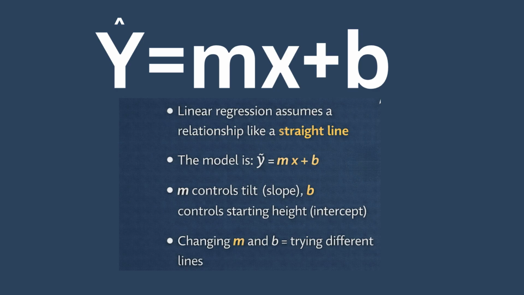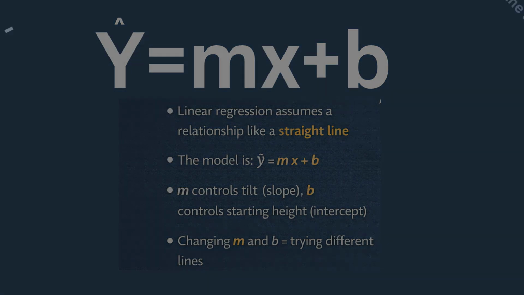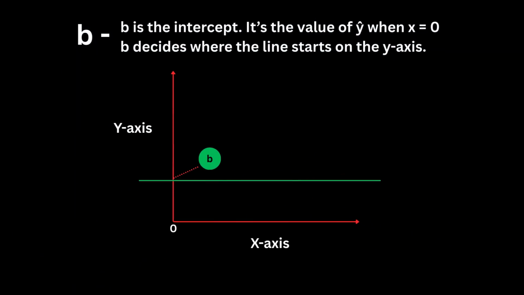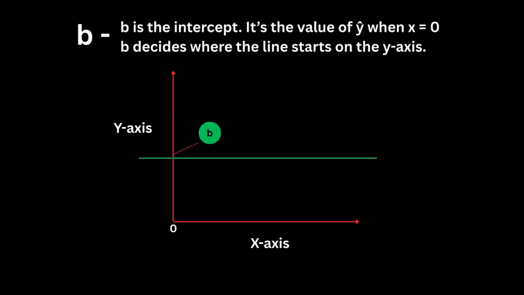Let's break this into two parts. First, b is the intercept. It's the value of y hat when x equals 0. So b decides where the line starts on the y-axis. If I increase b, the whole line moves up. If I decrease b, the whole line moves down.